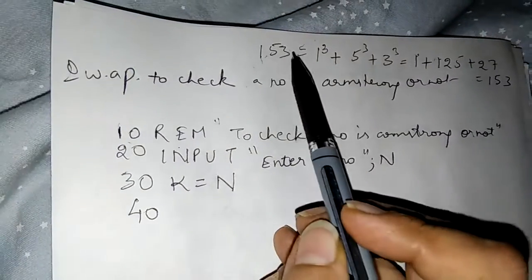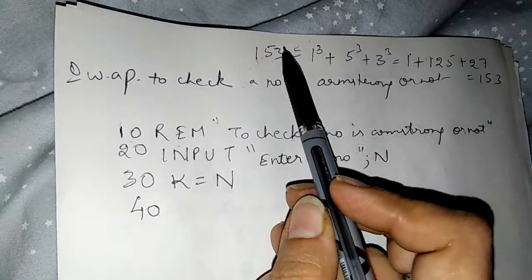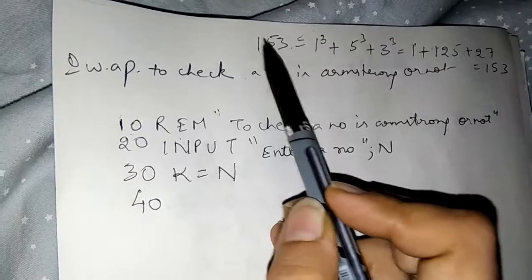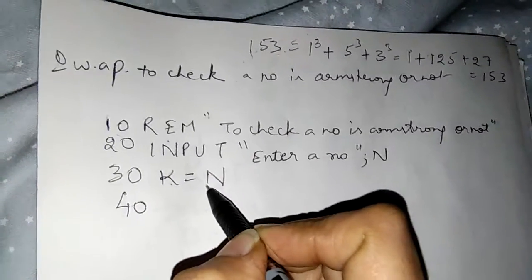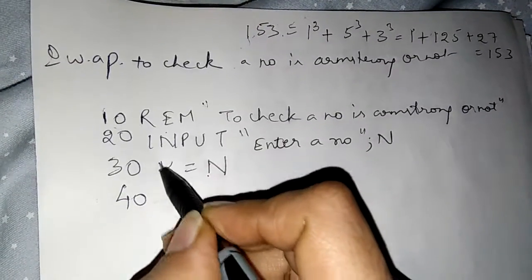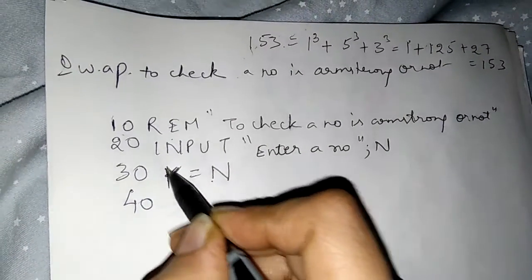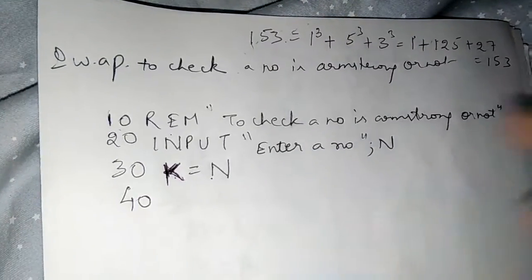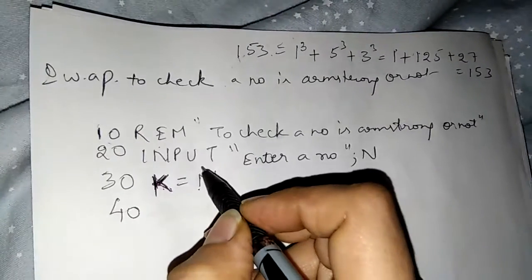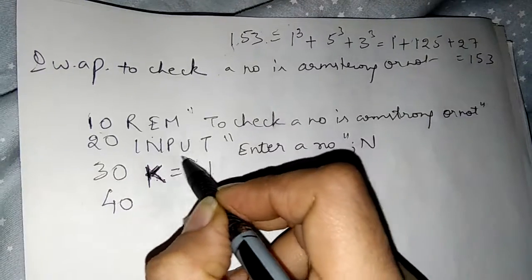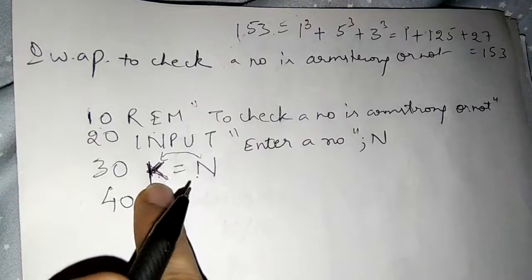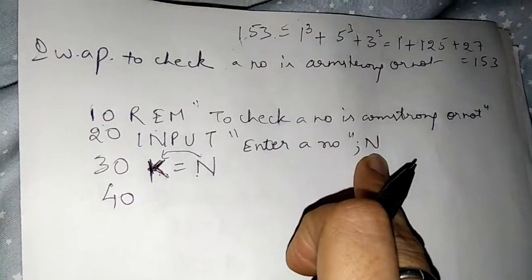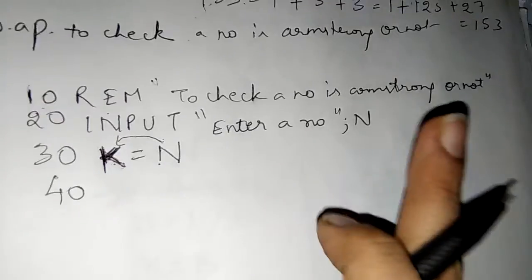We'll chop out the digits. Either we can take n, which stores 153, or we can take k, which stores the same value as n. Now I am taking k because I have not used this variable yet. K is equal to n means the value of n is now stored in k. Now k also stores the same value, whatever the user has entered in the n variable.